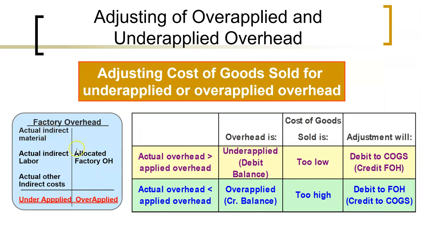If the estimate or allocated overhead is greater than the actual overhead incurred during the period, we will be over allocated or over applied. However, if our actual overhead costs are greater than our estimate, we will be under applied. Over applied, we allocated or applied too much of an estimate. Under applied means our actuals were greater than our estimate.